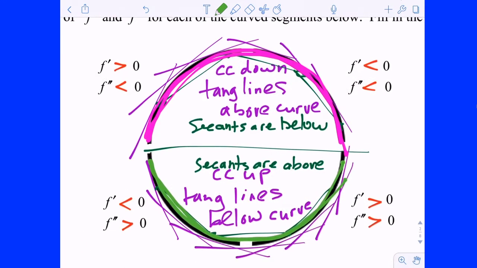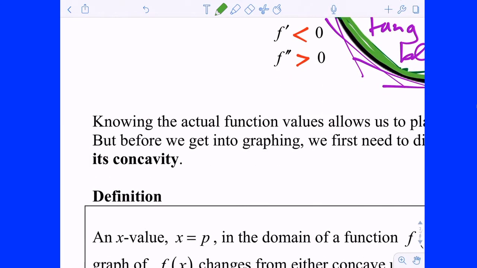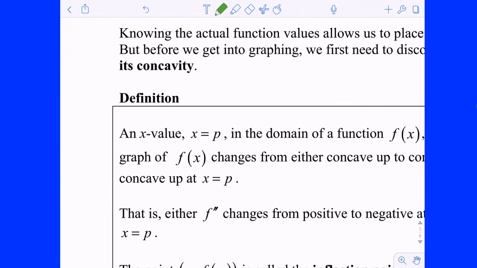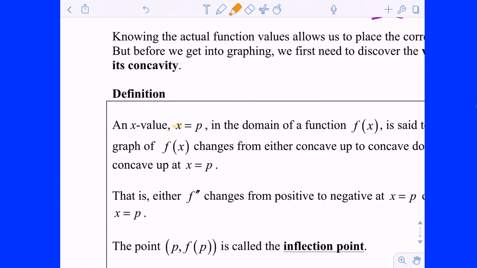Okay, so now we're interested, just like we were for first derivatives, where can we have local extrema? Well, we can have local extrema at critical values, and that's where the first derivative is 0 or undefined. We now want to know at what values of x can our function change its curvature. Where can it go from concave up to concave down? Well, good question. We're going to define it to be an inflection value. At any x value p, instead of x equals c for a critical value, that's in the domain of the function. That's important. It's got to be defined there.